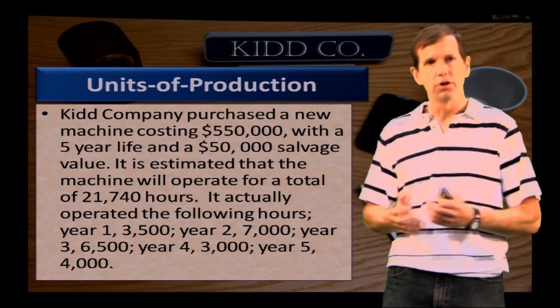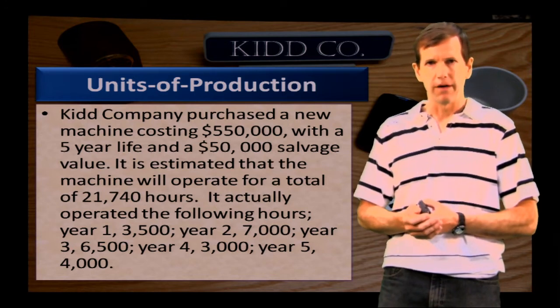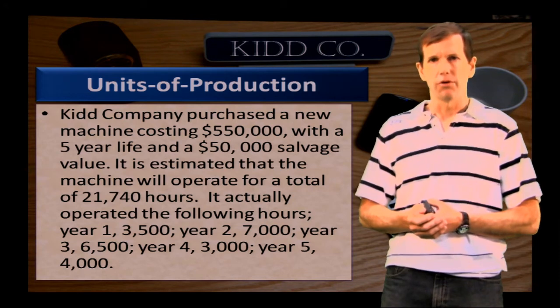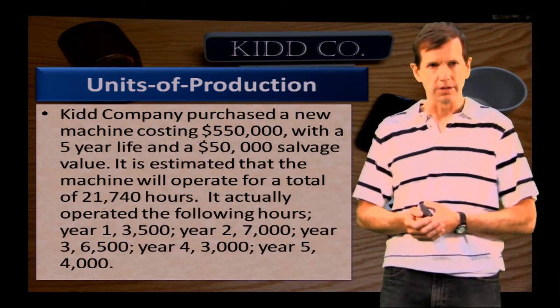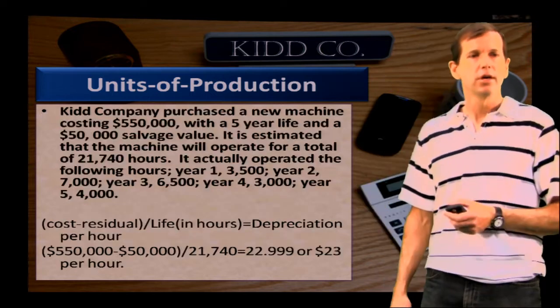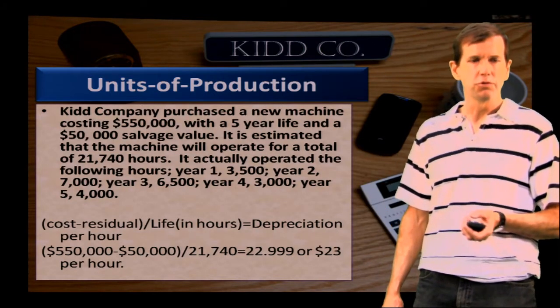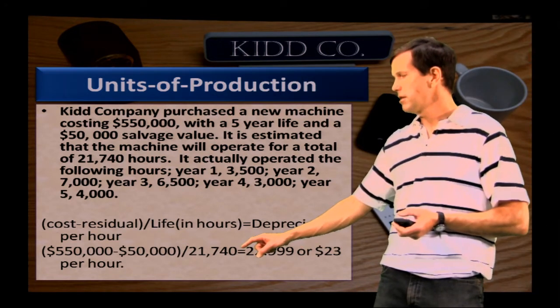Let's just assume that we actually used the machine in the first year 3,500 hours, the second year 7,000 hours, the third year 6,500 hours, fourth year 3,000 hours, and the fifth year 4,000 hours. All right, we're going to use the same formula that we used in the straight line method. Take cost minus residual, 550,000 minus the 50,000 residual, and we divide by, again, you can see our 21,740 there.